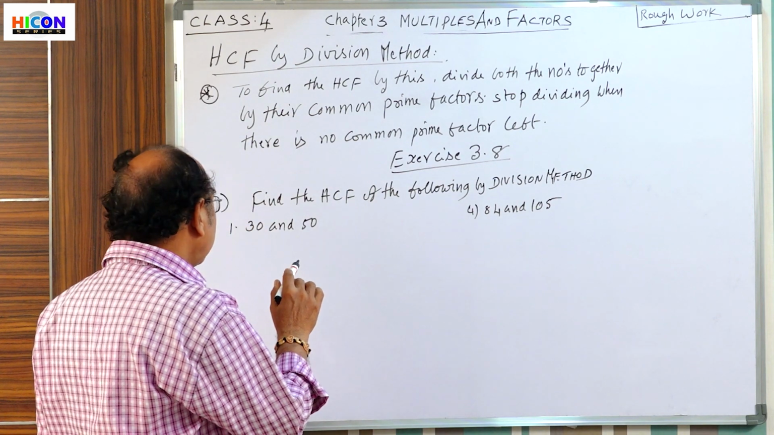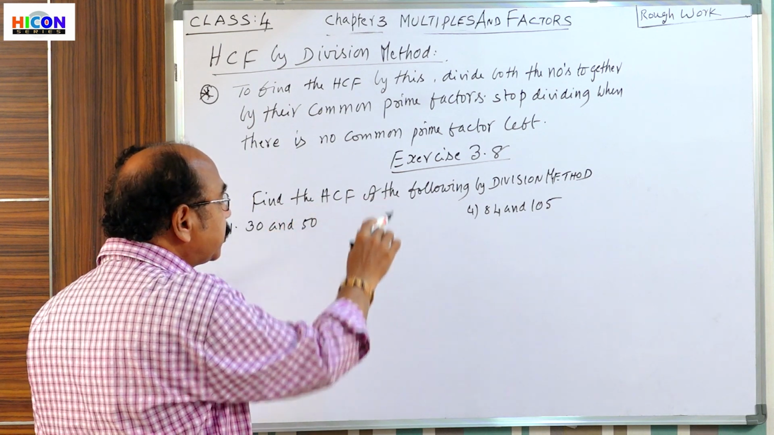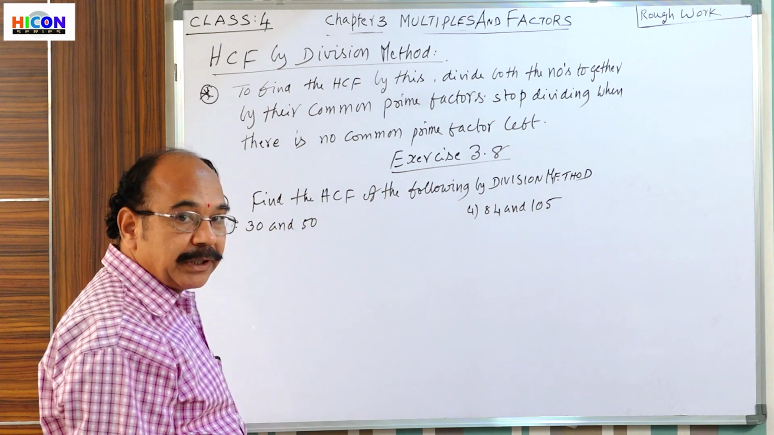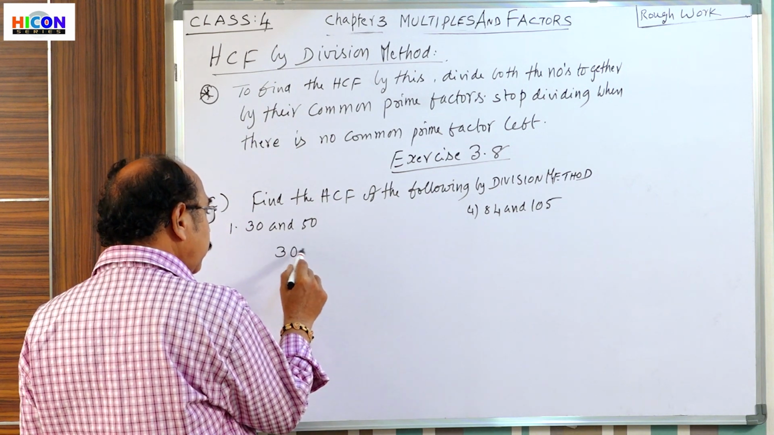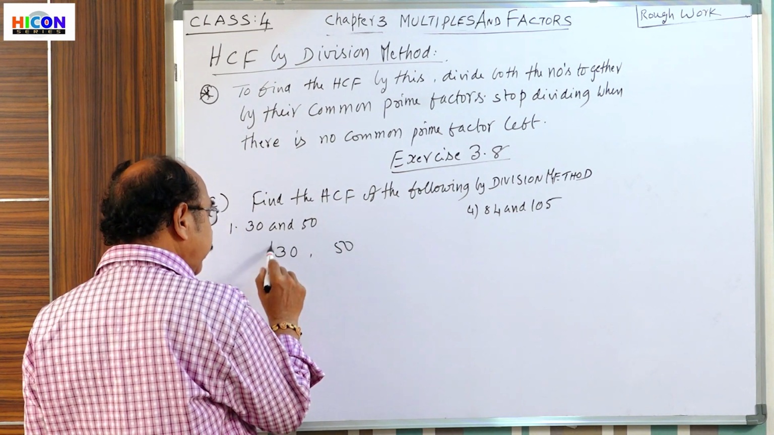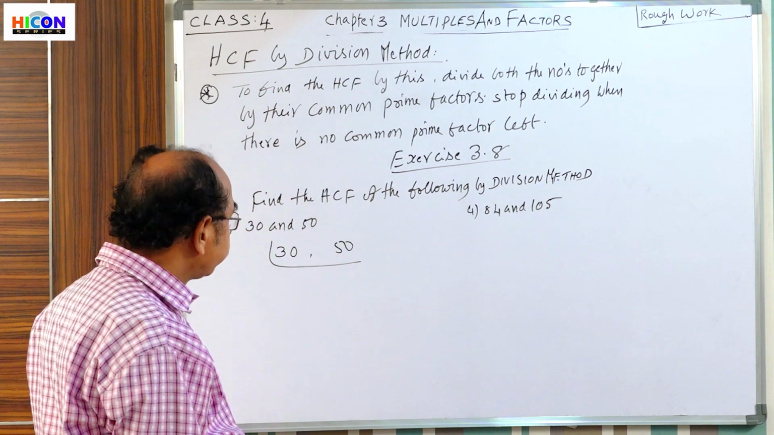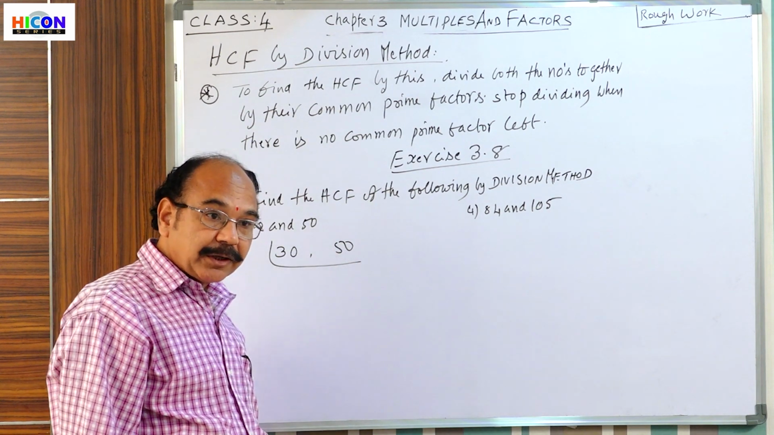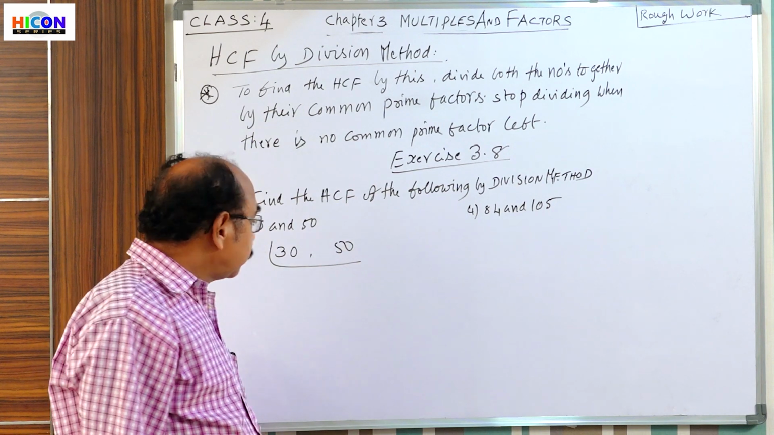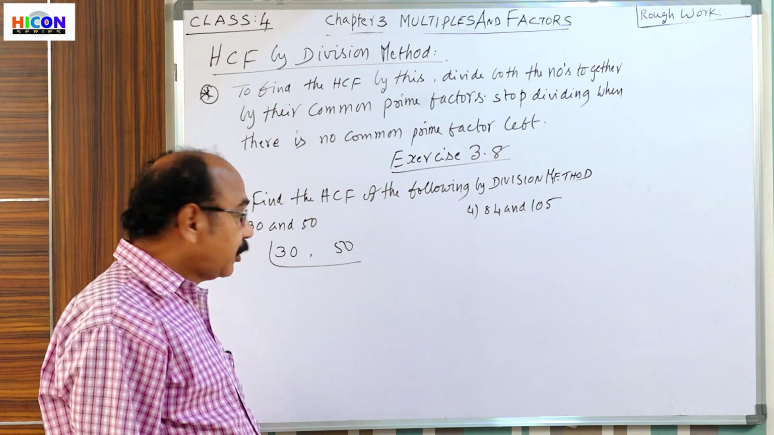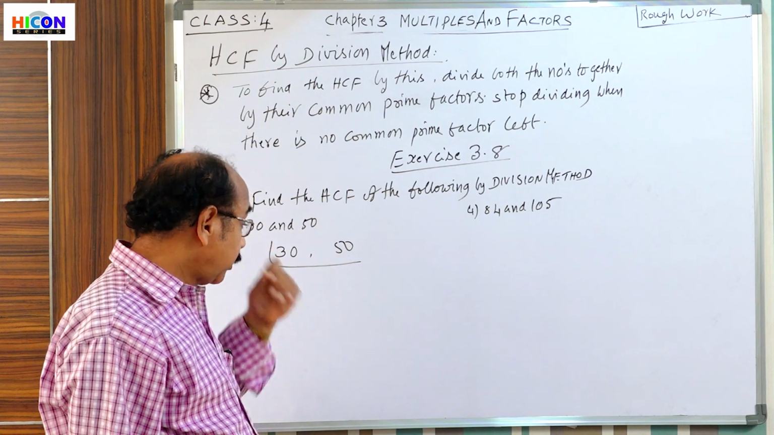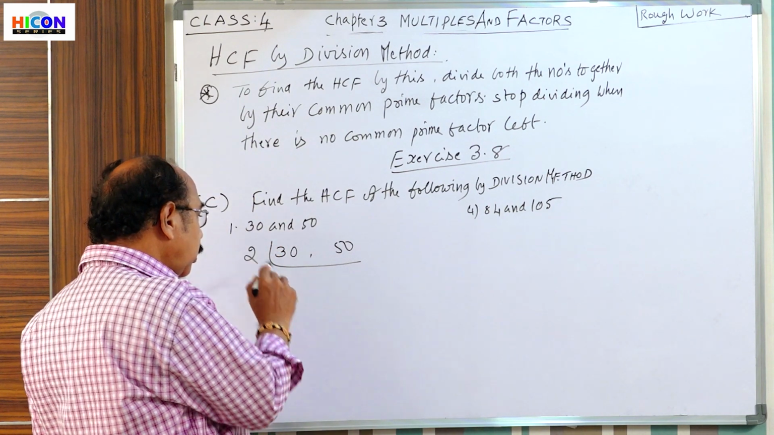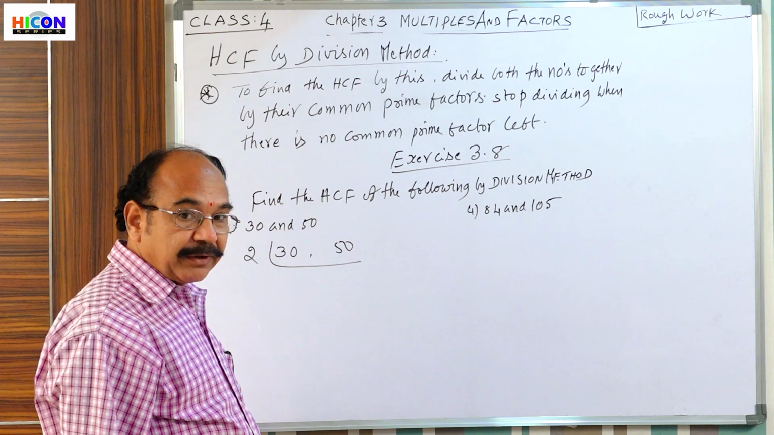So now you see, find the HCF of the following by division method. Take both the numbers 30, 50. Divide this. What is the common prime factor? It has to divide 30 and it has to divide 50. What is that common prime factor? 2. 2 is the prime factor.